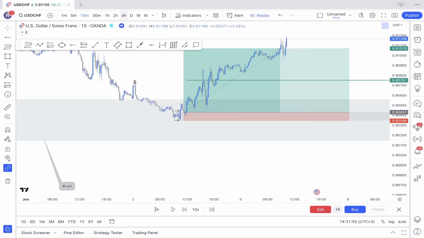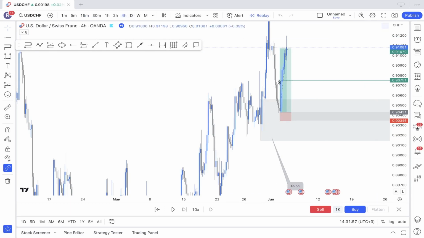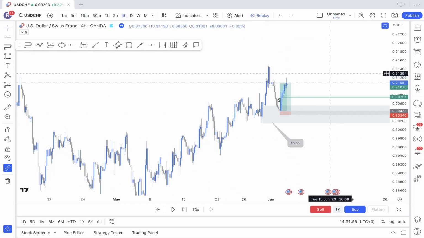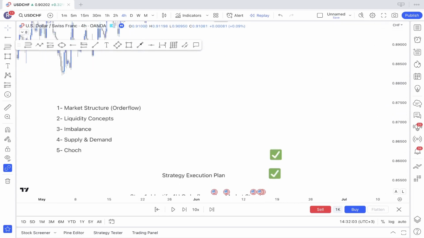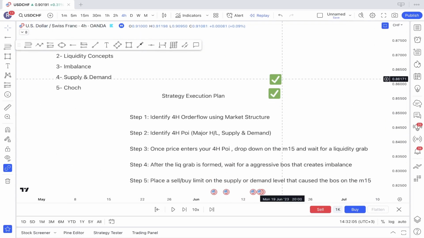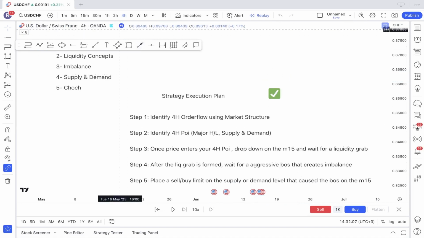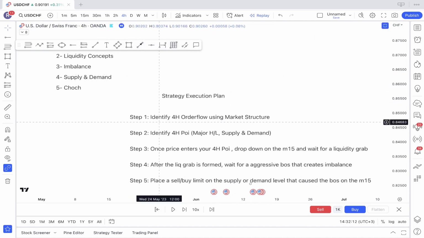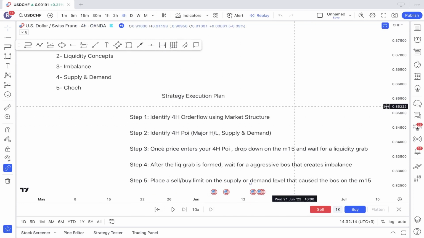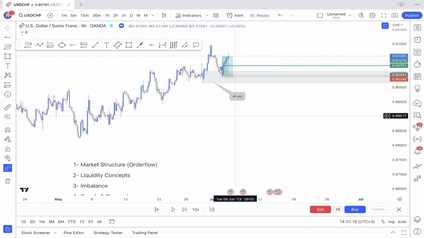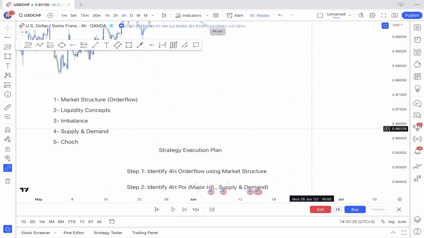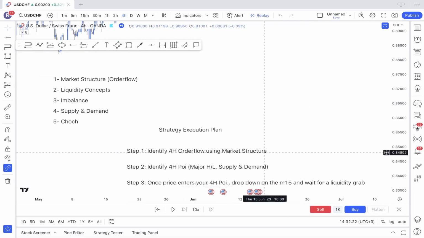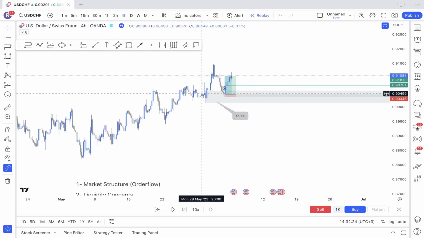Okay, so now we can go back on the 4-hour and check this out. Okay, this was a wonderful win. So once again, let's go through the plan before going to the second example. So let me quickly delete these green ticks because I don't really need them. So step number 1, we had to identify the 4-hour order flow using market structure. Okay, we did that. We were bullish. After that, we identify a 4-hour point of interest being a major high or low or supply and demand level. We took this as our demand level.